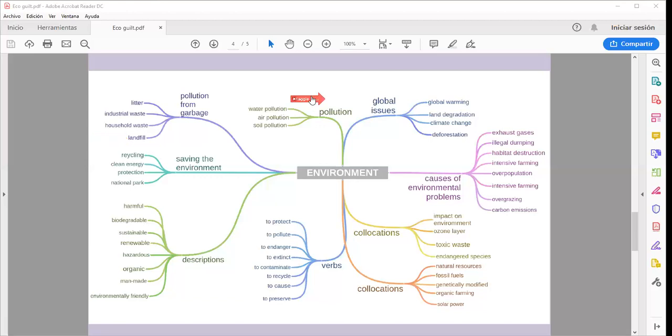Okay, let's go to the next, pollution. Any volunteer to help me read? Somebody to help? Okay, Jose Manuel. Water pollution, air pollution, soil pollution. Thank you very much. So, what is water pollution?